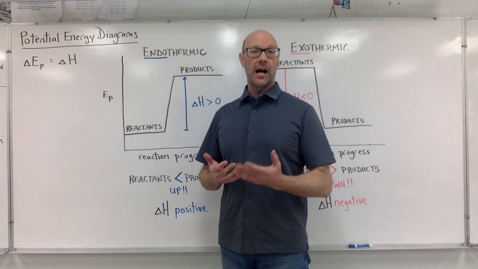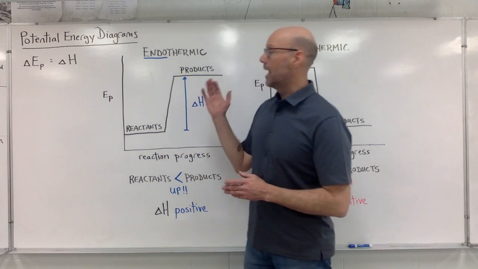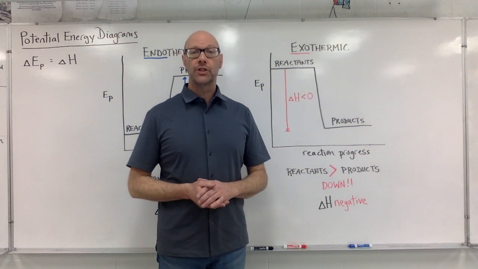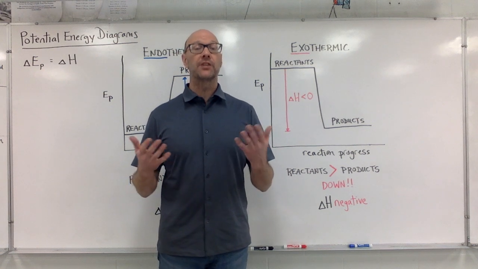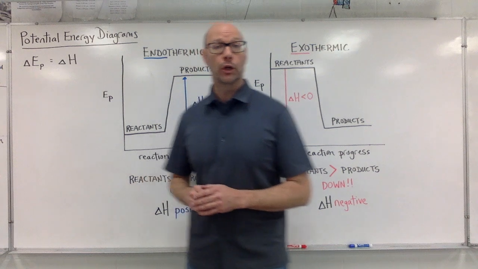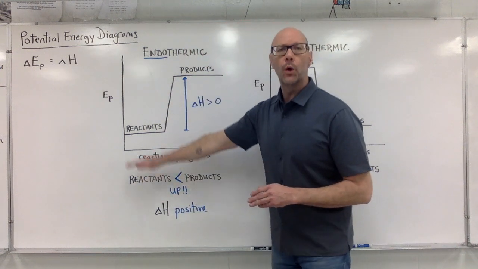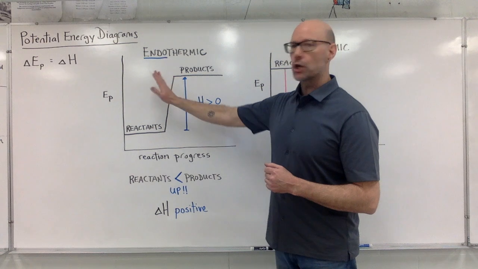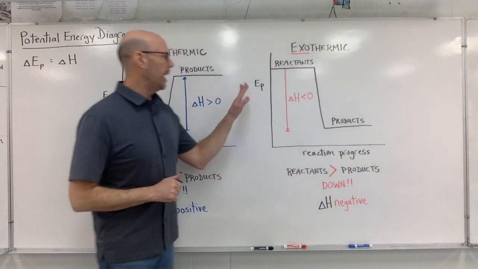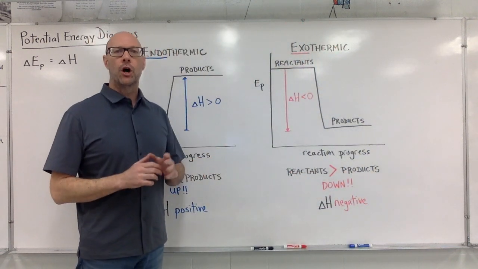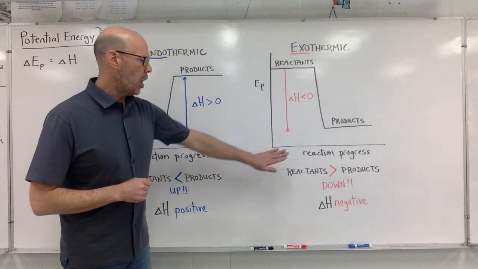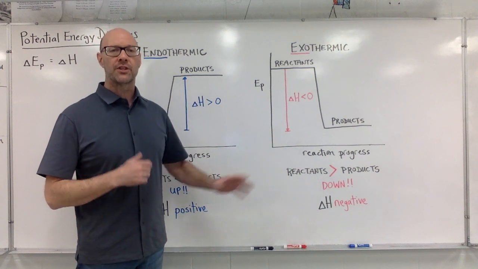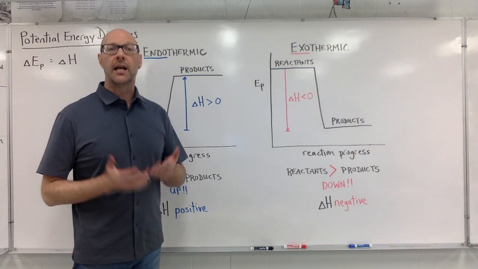We can use these styles of diagrams to communicate endothermic and exothermic delta H's, but they have a few things in common. Let's take a closer look. Always on the y-axis is the potential energy. No matter if we're talking endothermic or exothermic, the potential energy is on the y-axis. On the x-axis, it'll probably say reaction progress. This is just a fancy way of saying the time.